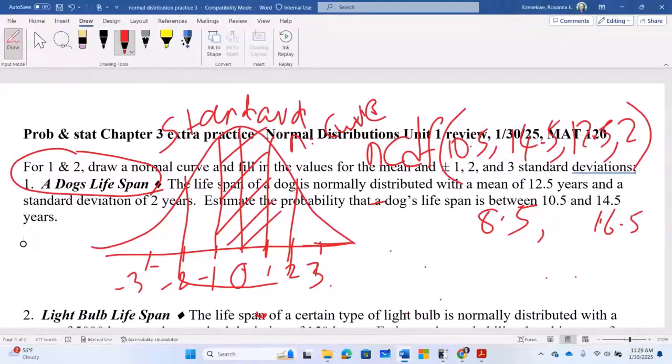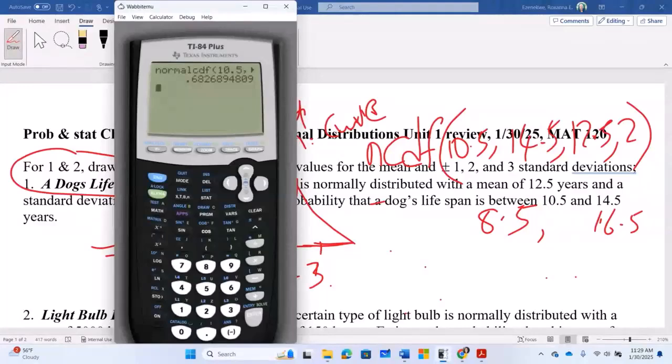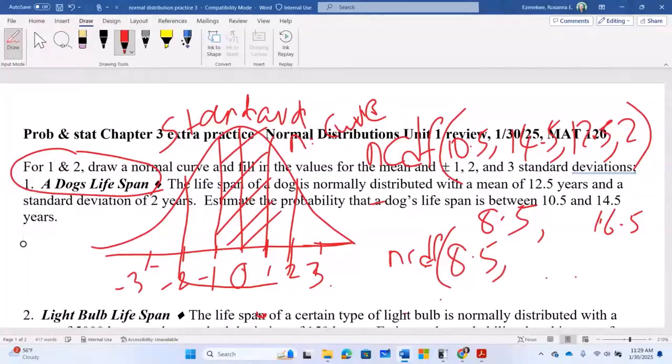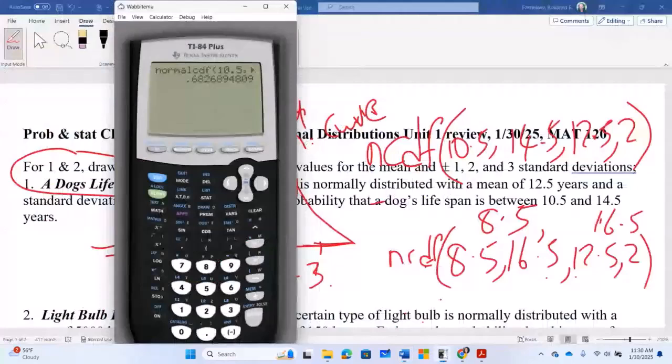So I'm going to pull my calculator up again. And by the way, let me write the argument. So normal cumulative density function, the lower bound is 8.5. The upper bound is 16.5 this time, because I'm talking about 2 standard deviations. The mean is 12.5, and the standard deviation is 2. I'm going to tell my calculator what I found. So I'm trying to verify that within 2 standard deviations is 95%. So I'm going to second verse, that's second distribution.